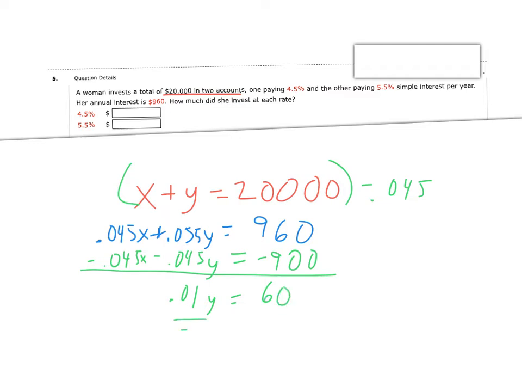So I'll just go ahead and divide by 0.01 on both sides, and so y equals 6,000. And so, kind of plugging it back in my head here, just thinking they need to add up to 20,000, I know the other one's going to be 14,000.